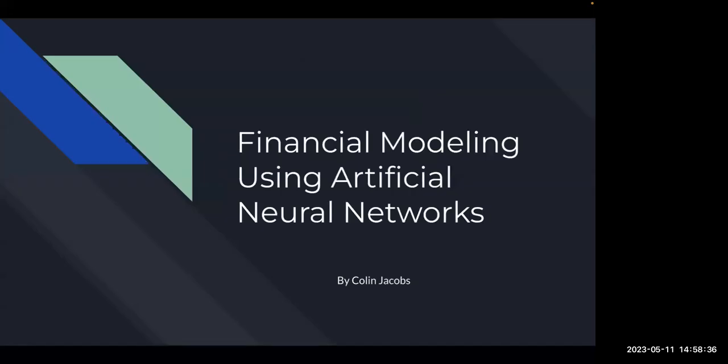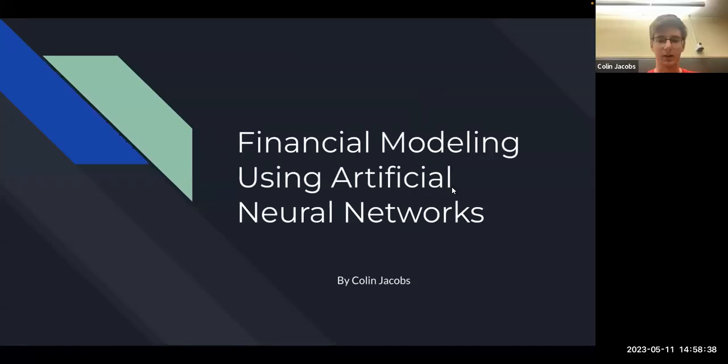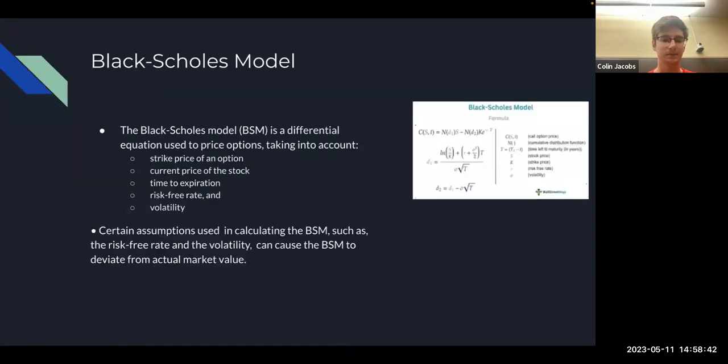Go ahead. So my group, we were working on using artificial neural networks for financial modeling. So we worked specifically with the Black-Scholes model. And the Black-Scholes model is a differential equation used to price options and takes into account strike price of an option, current price of the stock, time to expiration, risk-free rate, and volatility.